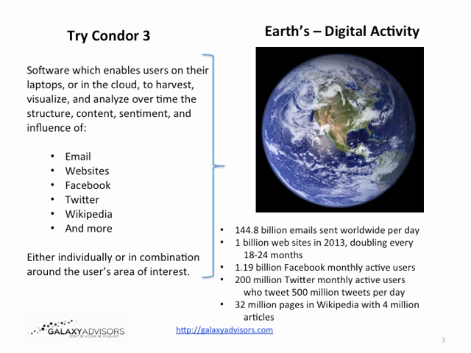Well, try Condor 3. Condor 3 is really a software that enables users on their laptops or in the cloud to harvest, visualize, and analyze over time the structure, content, sentiment, and influence of email, websites, Facebook, Twitter, Wikipedia, and more, either individually or in combination around the user's area of interest.